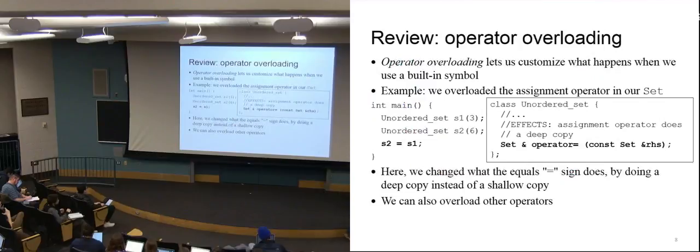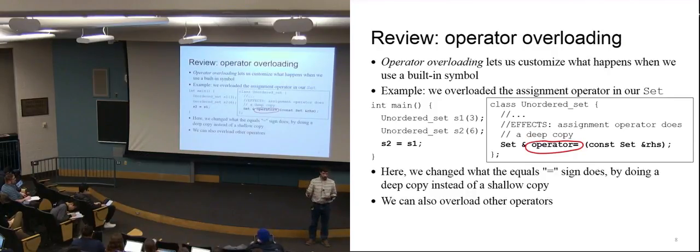All right, we're going to use operator overloading today. Remember, that lets us customize what happens when we use a built-in symbol. We did operator overloading several times in the past. One example was the overloaded assignment operator. We overloaded the assignment operator because we wanted to customize how to make a copy. We did that for a list. We did it for a set. We can overload other operators.